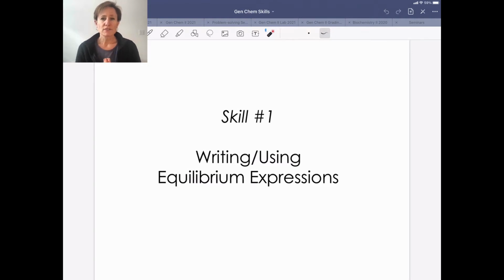So learning unit 5 is on equilibrium. And I promise you, if you learn this unit well, the next 2 units are going to be so much easier because they are applications of equilibria. So if there's ever a pivotal unit that's really important to understand well, this is it.